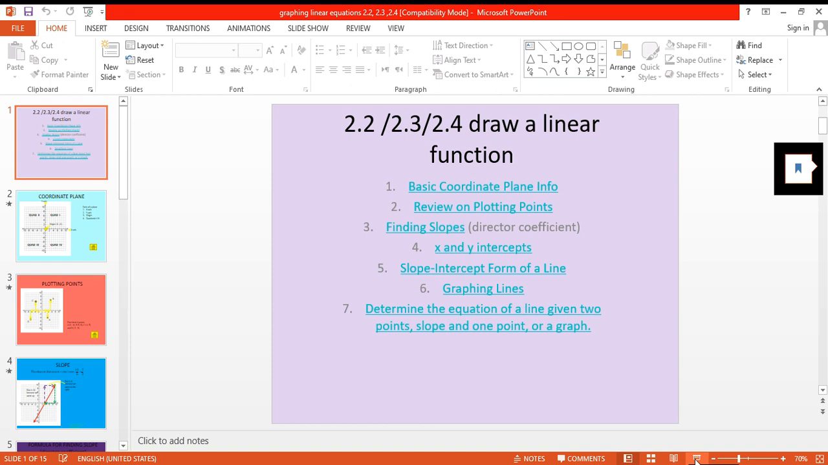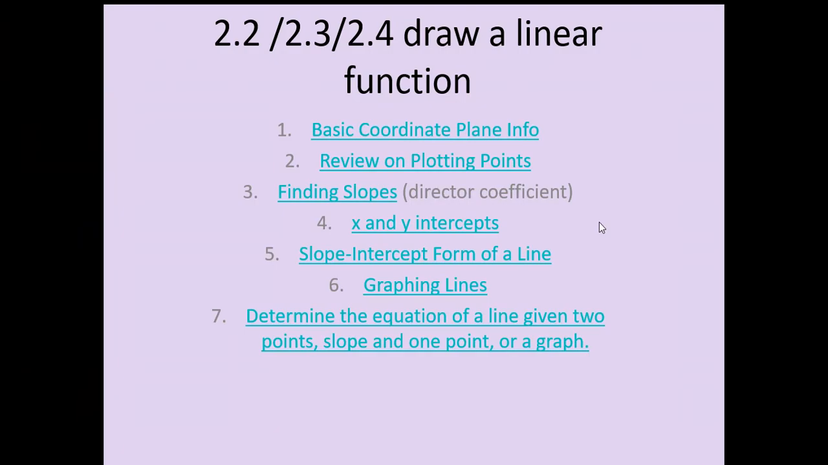So now I'm going to do those three lessons, 2.2, 2.3, 2.4, at the same time, because they are linked to each other, okay? And you're going to see many things in this PowerPoint. What does a coordinate plane mean? How to plot a point? How to find... you already saw it with me before, but you're going to do it again here.